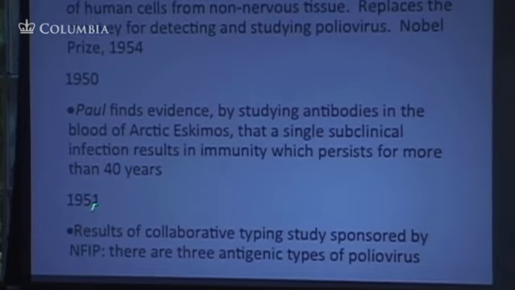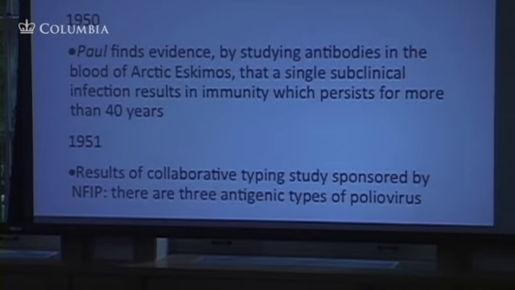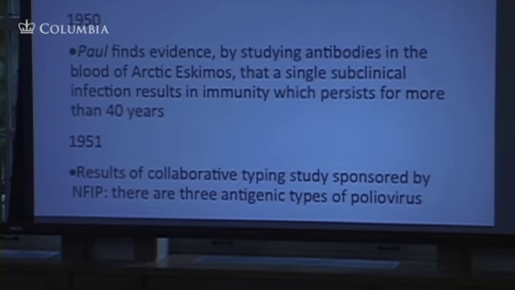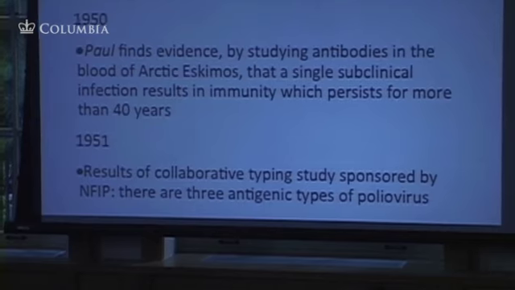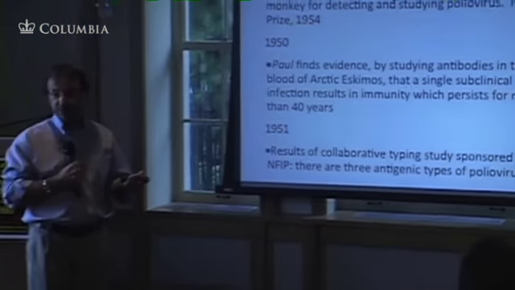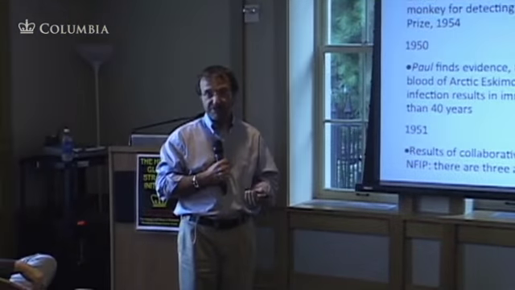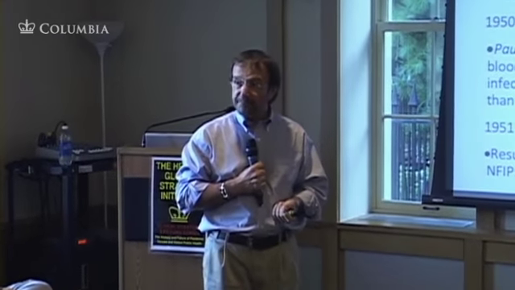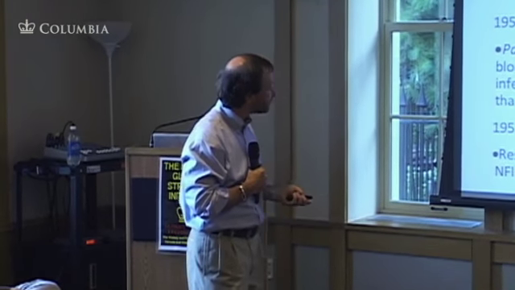And finally, in 1951, just a few years before the vaccine was released, we learned that there are 3 serotypes of polio. Now, a serotype means that if you make an antibody against one serotype, those antibodies will protect you against that, but not of any other serotypes that may exist. So people didn't know this earlier, that there were 3 serotypes of polio, and they would make a vaccine against one serotype, and then the other 2 serotypes would come in and cause polio. So this was a very important finding.